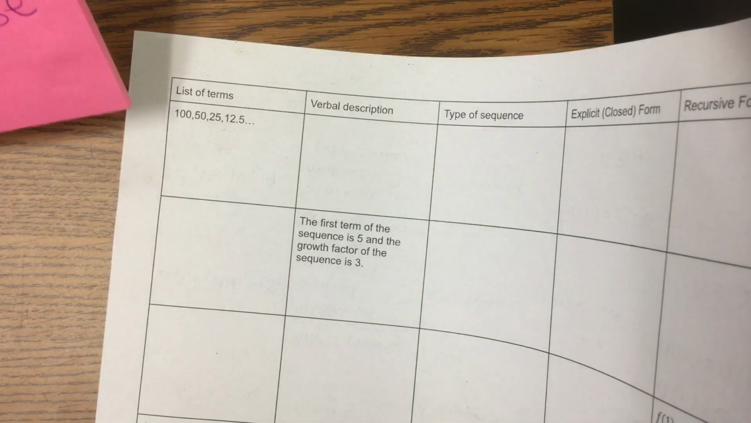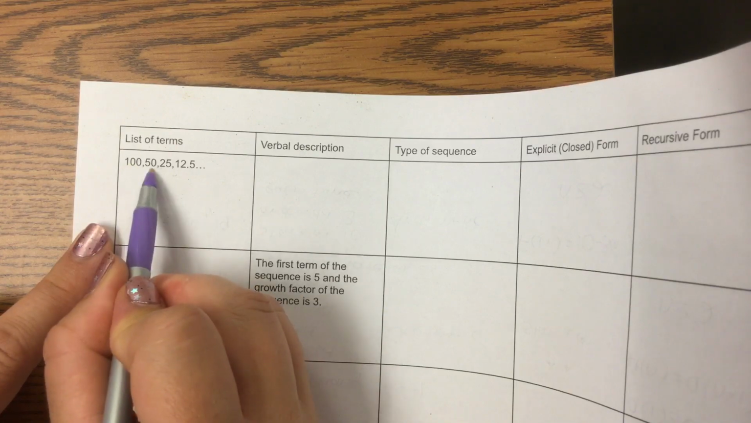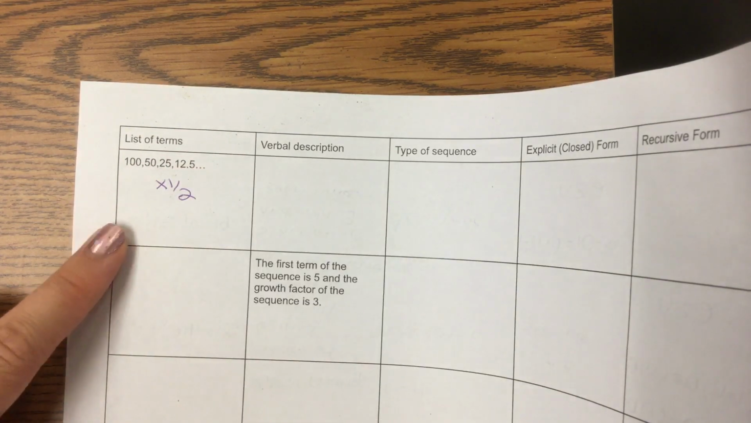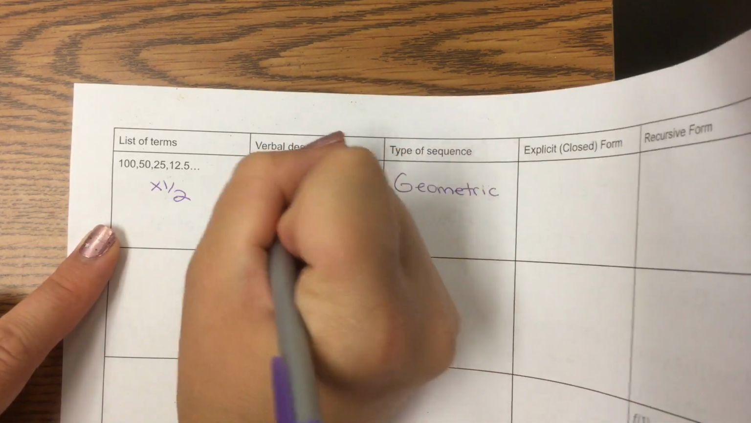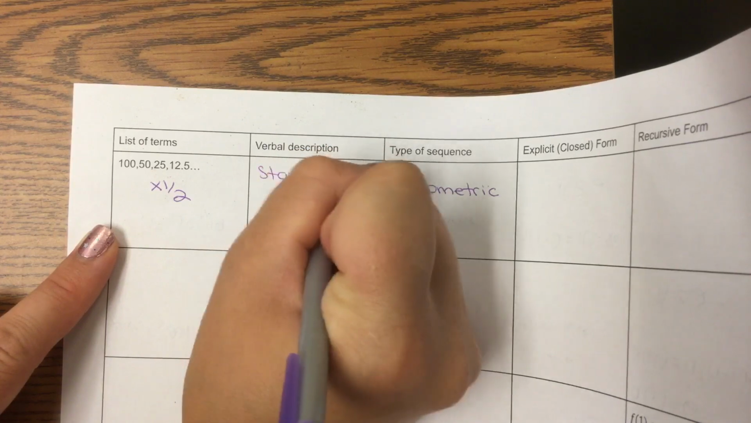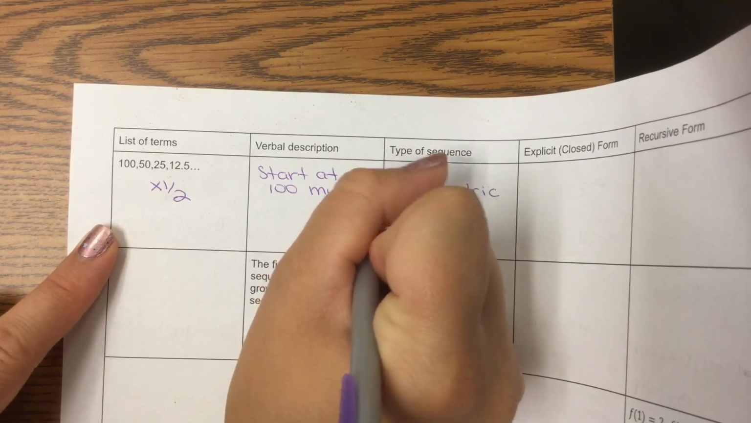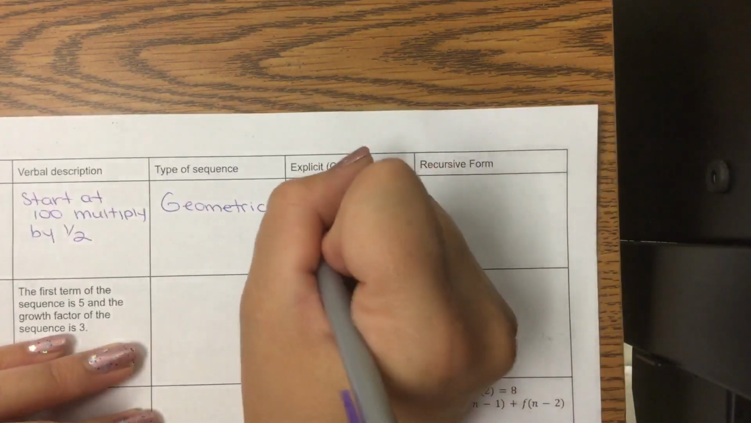I actually can't pause. I can only stop. So I'm going to kind of quickly go through these. 100 and then 50 and then 25 looks like I'm multiplying by 1/2 each time. So that tells me that this is a geometric sequence, and I'm starting at 100 and multiply by 1/2.